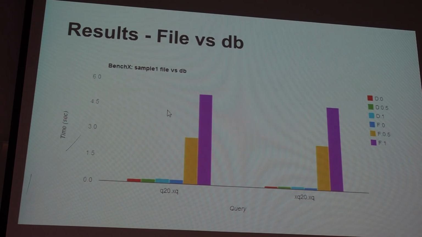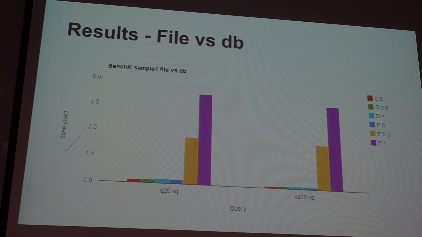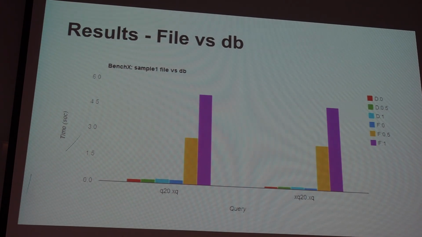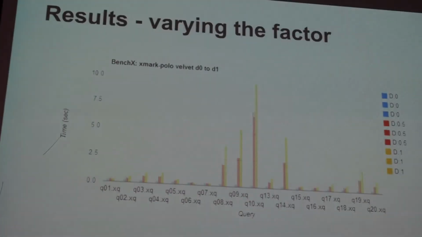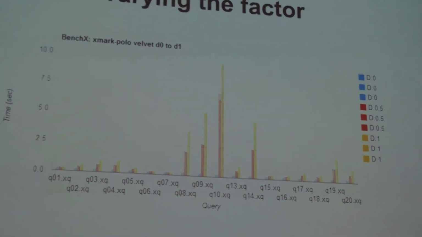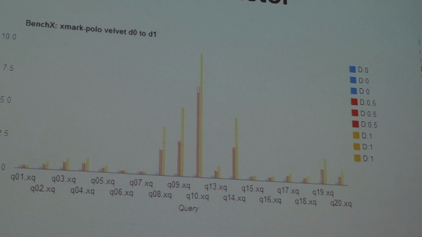So if we look at some of our results, as I said before, one of the things you expect to see is that using databases is much better than the file system, otherwise there wouldn't be much point having a database. This shows just running a database using a number of different factors. This shows how the different queries in the XMark set vary the performance as you increase the file size. And you can see the ones in the middle tend to get slower. The ones I've removed get very much slower.